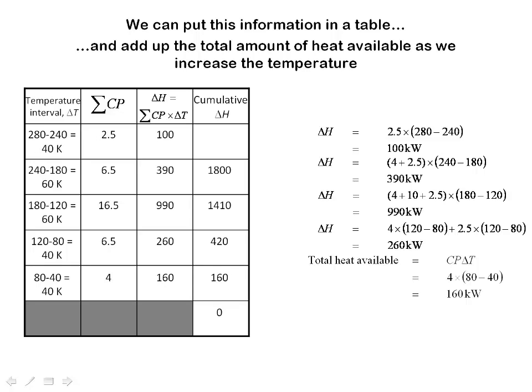And then our final temperature interval from 280 down to 240. This is our hottest heat. How much is there? Not that much, because it's only one stream with a flowing heat capacity of 2.5. So 2.5 times 40 gives us a total of 100 kilowatts, and adding that to the 1800 that we've already got, we've got a total of 1900 kilowatts of heat from our three streams at all these different temperatures.